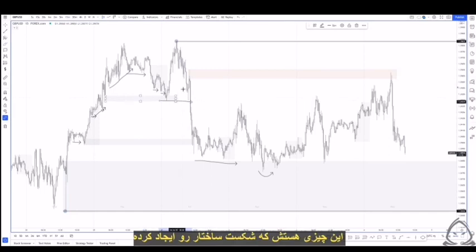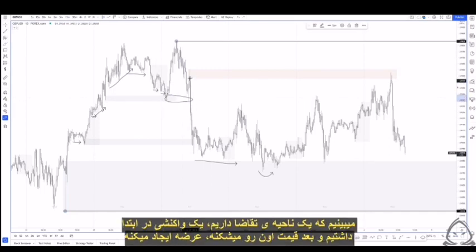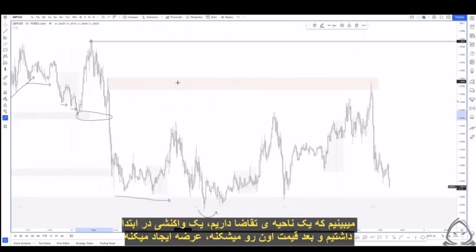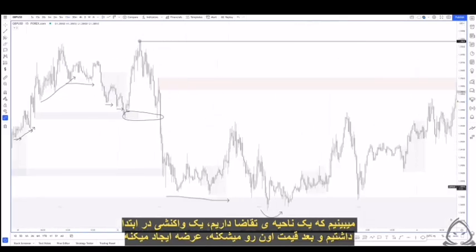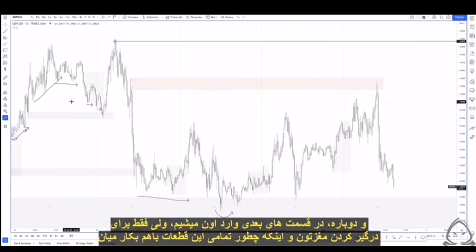It's what's created a break of structure. What we can see is we have a demand zone. We get an initial reaction from that demand zone, and then price breaks that demand zone, forming supply. This is what we know as a supply and demand zone flip. And again, we will get into that in the next sections.